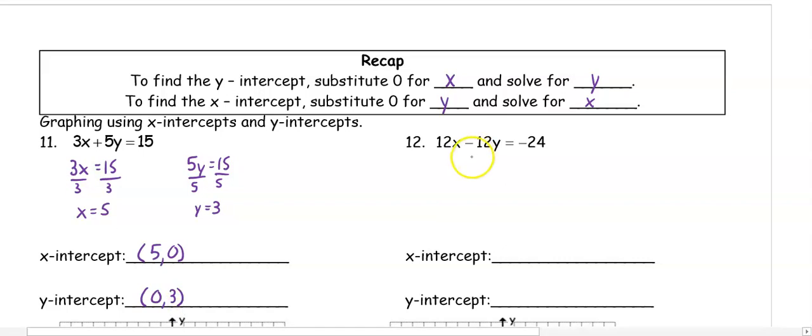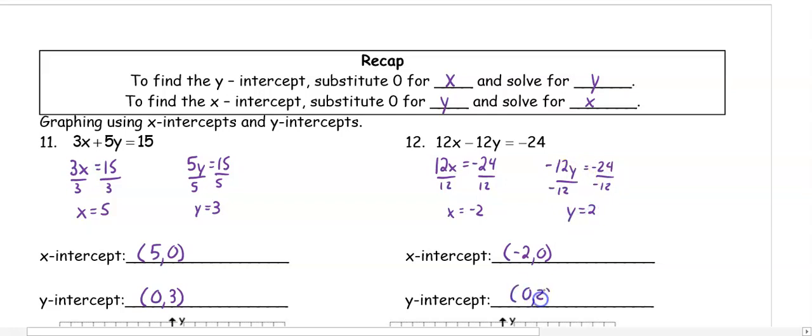So in number 12, 12x minus 12y equals negative 24. So we have 12x equals negative 24. We can divide by 12. So x is negative 2. So we have negative 2, 0. And then in our second part, we have negative 12y equals negative 24. So we can divide by negative 12. And we get y equals 2. So we would have 0, 2.